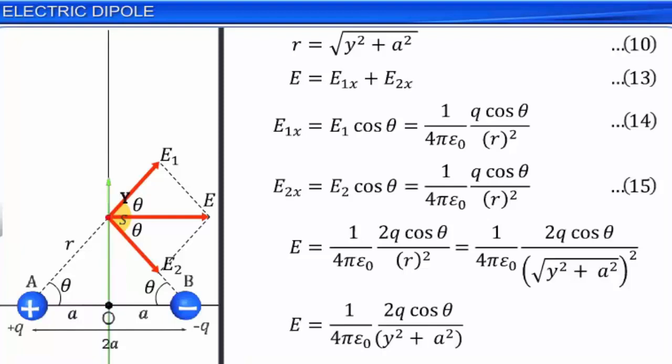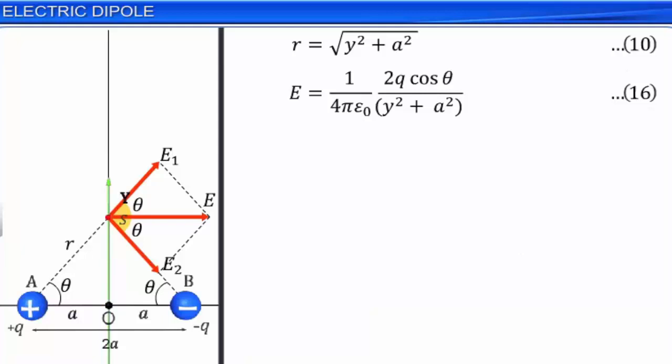From trigonometry of either of the triangles SAO or SBO, we get cos theta is equal to a by r. Substituting the value of r, we get cos theta equal to a by square root of y square plus a square. Let this be equation 17.